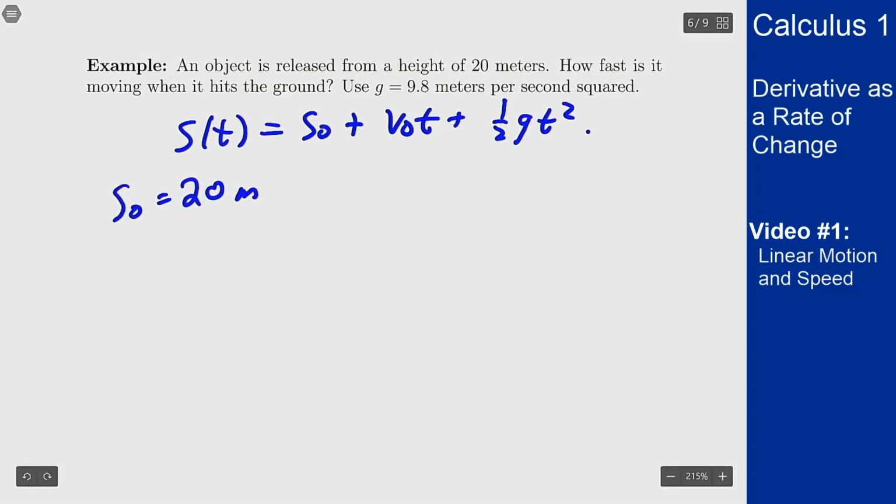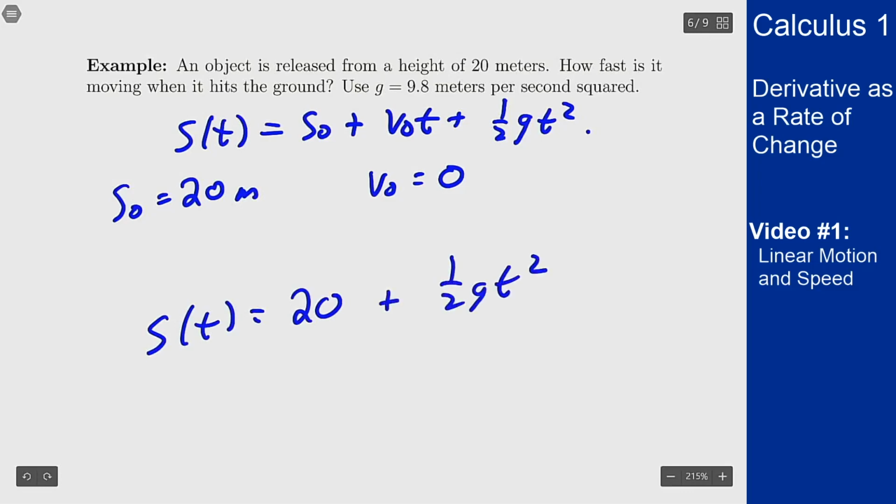What else do we know? Well, we're told it's released. It's not thrown or pushed or moved in any way. It is just released, which means it has no initial velocity. It's still, and then it's let free. So v0 is 0. So that means my actual position function, s of t, is 20 plus 1/2 gt squared.